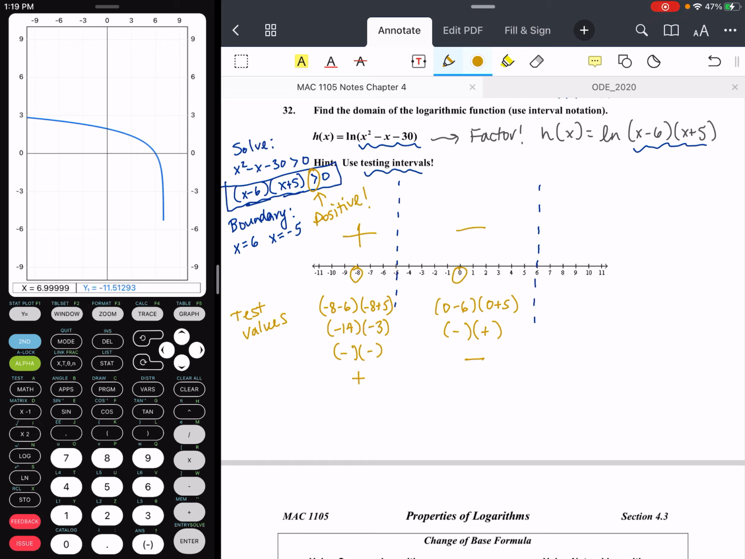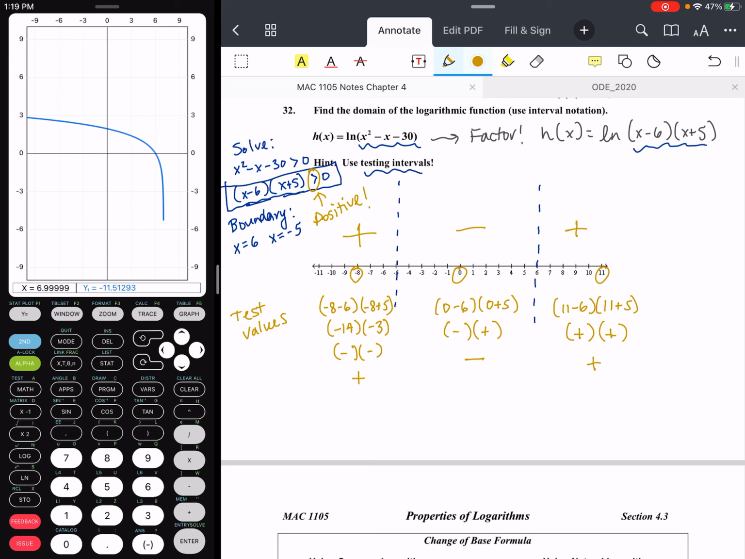And then over here to the right, pick your favorite number. Let's be zany and pick 11. So we've got 11 minus 6 times 11 plus 5. 11 minus 6 would be 5, but it's a positive 5, which is all I care about. 11 plus 5 is positive 16, but all I care about is that it's positive. 2 positives multiply to a positive value.